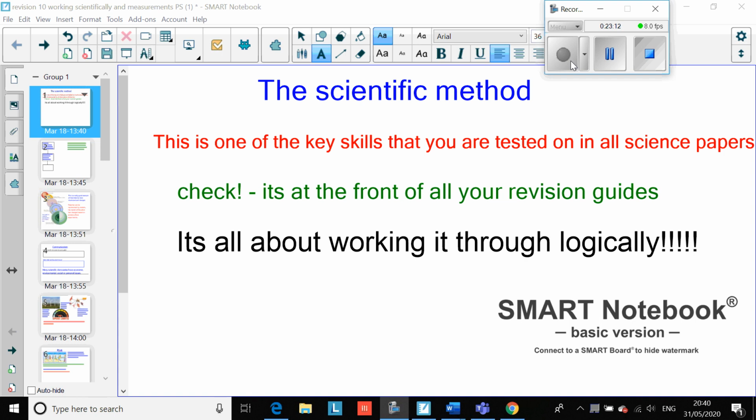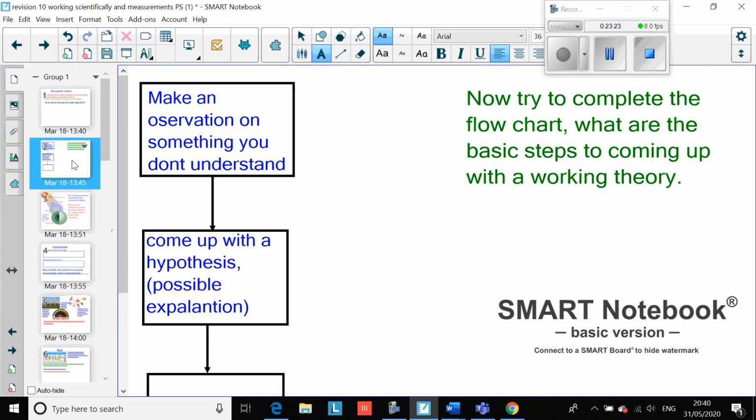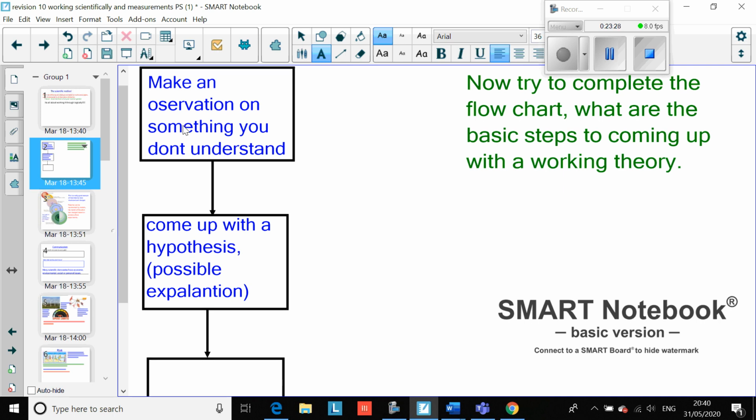Now, in assignments, there is a video link. What I want you to do is pause this video and then click on that video and watch that. And then what you are going to do is you are going to apply your own scientific method.